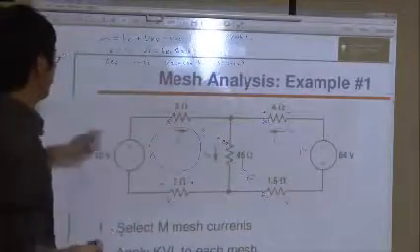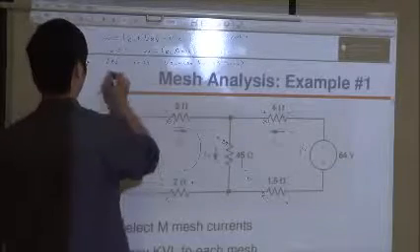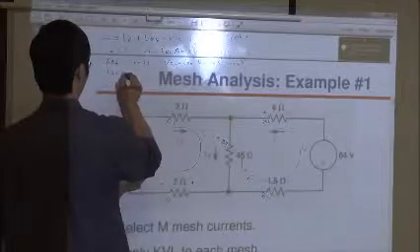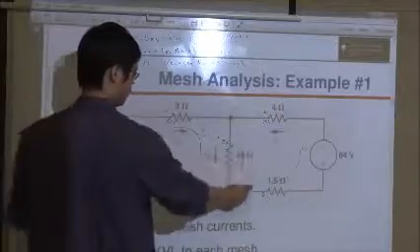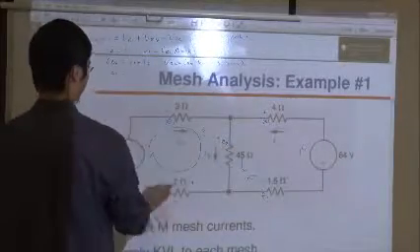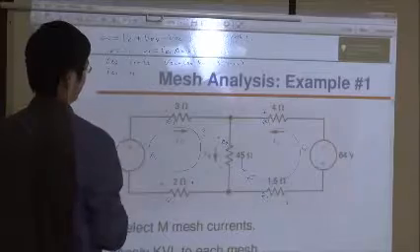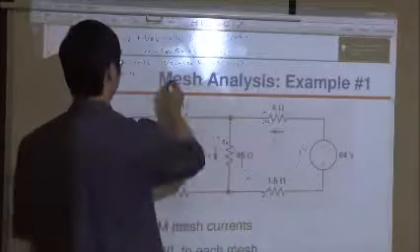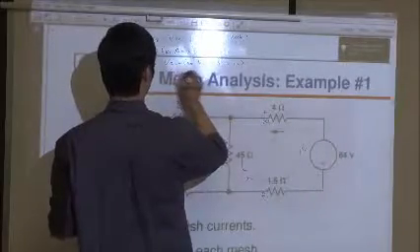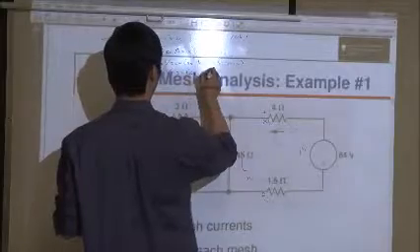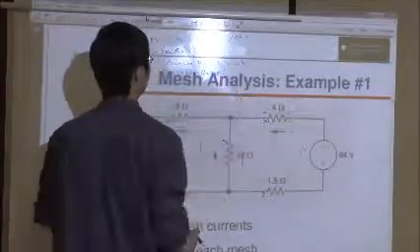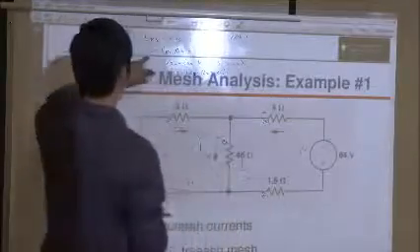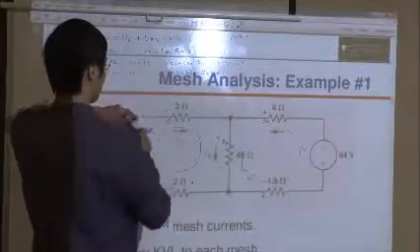Now number 3 is VR2. So we need to find the current IR2. Again, this one has nothing to do with the current inside that loop. So IR2 is simply I1. So again, VR2 will be IR2 times R2. So that's 2 ohm times I1.